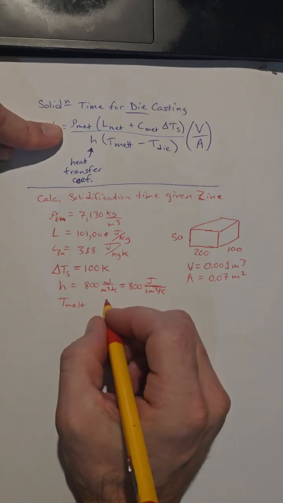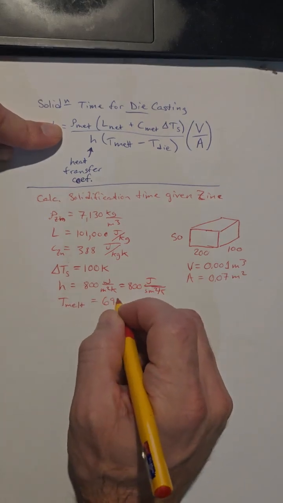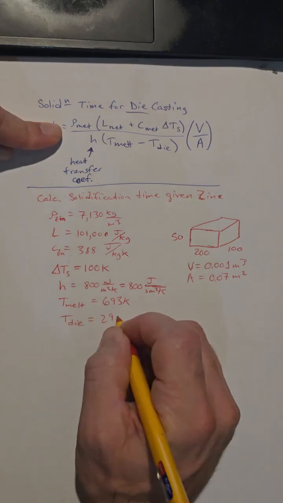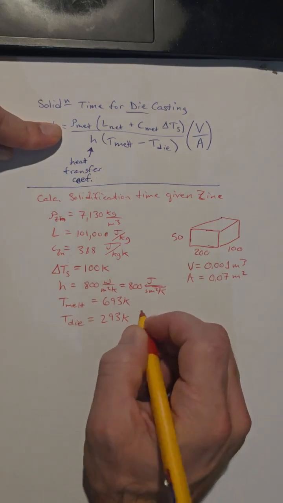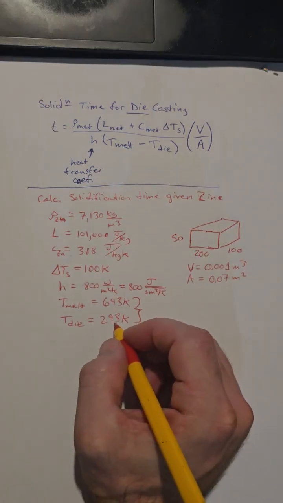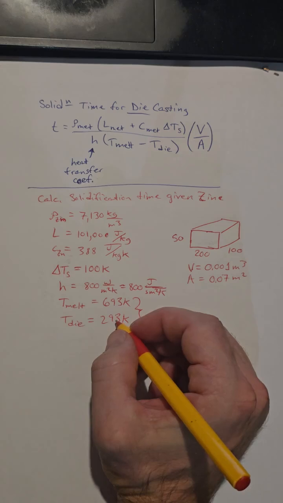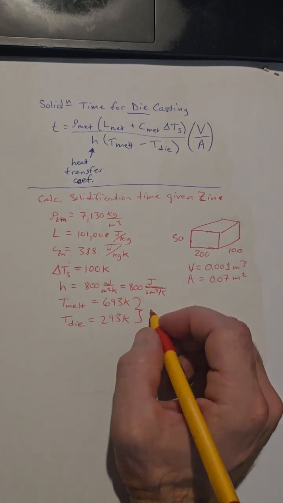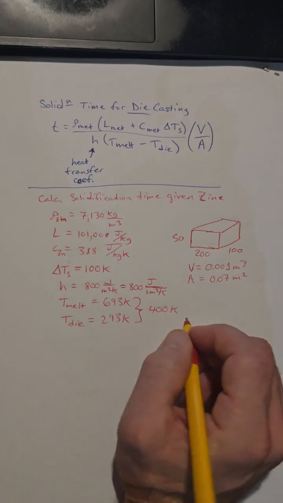The melting temperature of the zinc is 693 Kelvin, and we're going to assume a die temperature of room temperature. In reality, these dies heat up. So this T melt minus T die. So we've got a little bit above room temperature, but not much. So in reality, they would be hotter than that, but we're just here to make the math easy so we can understand the concept. So that difference is 400K.